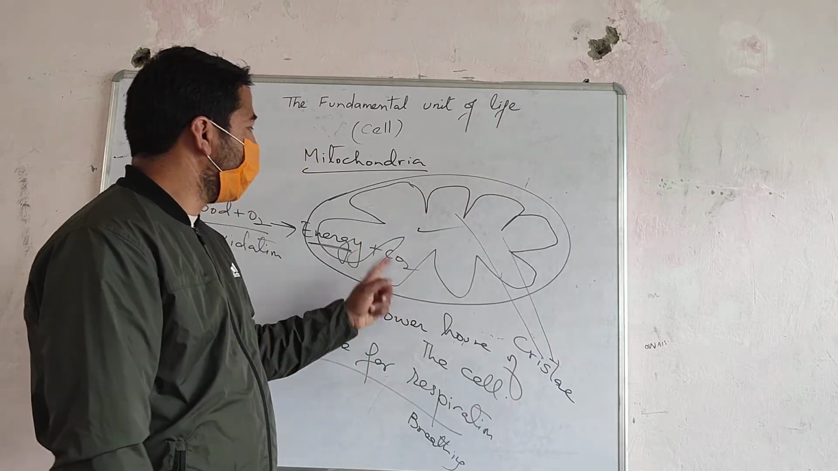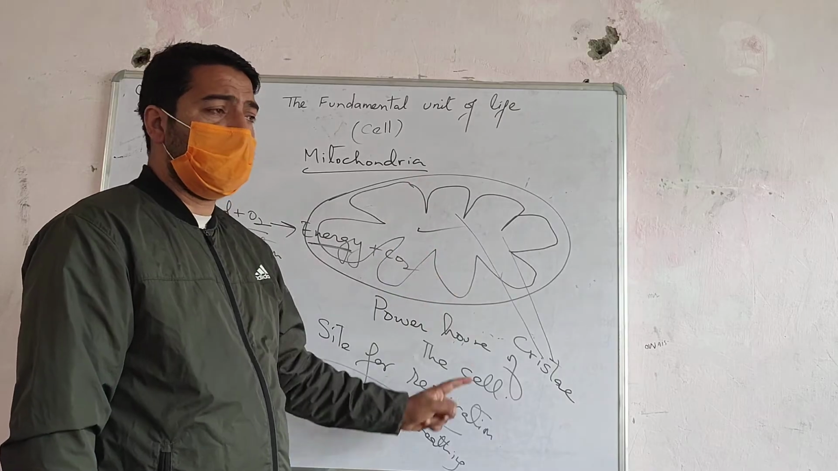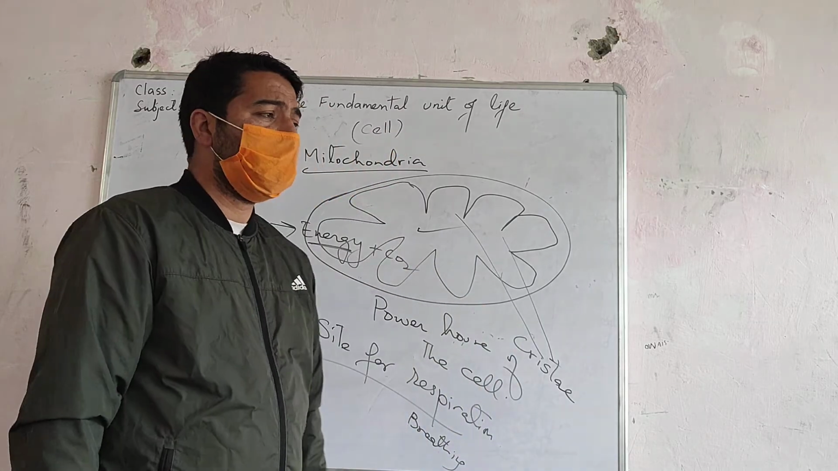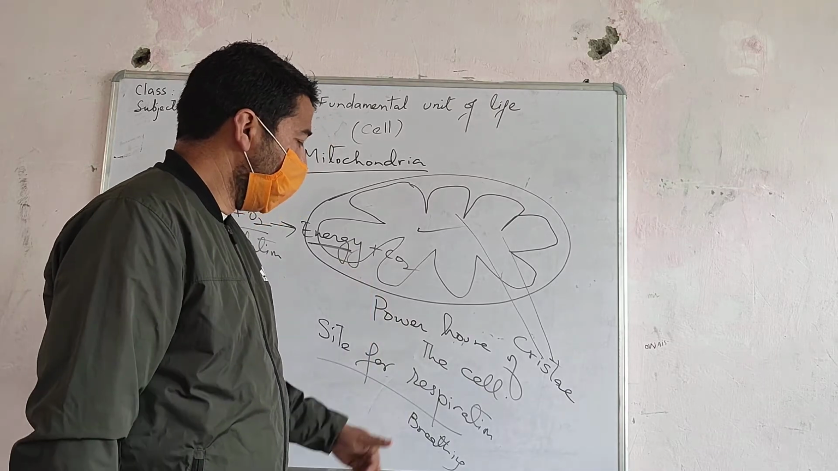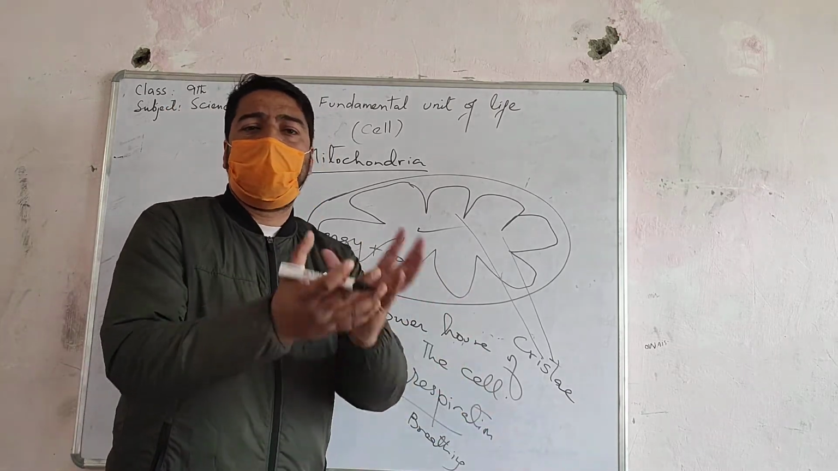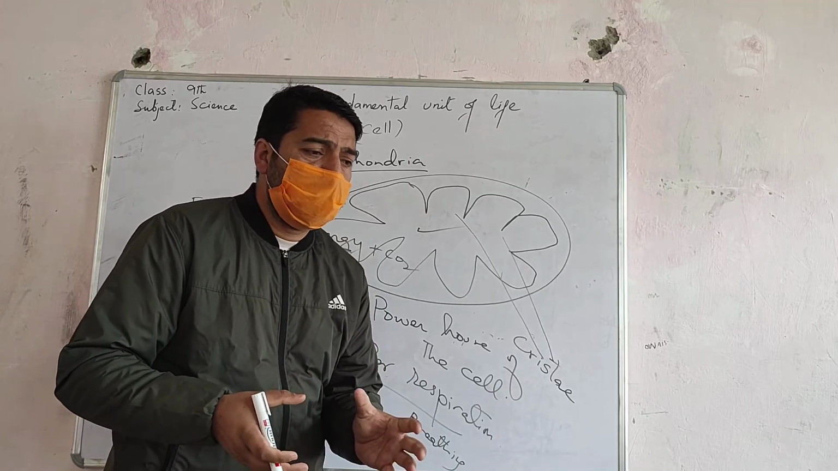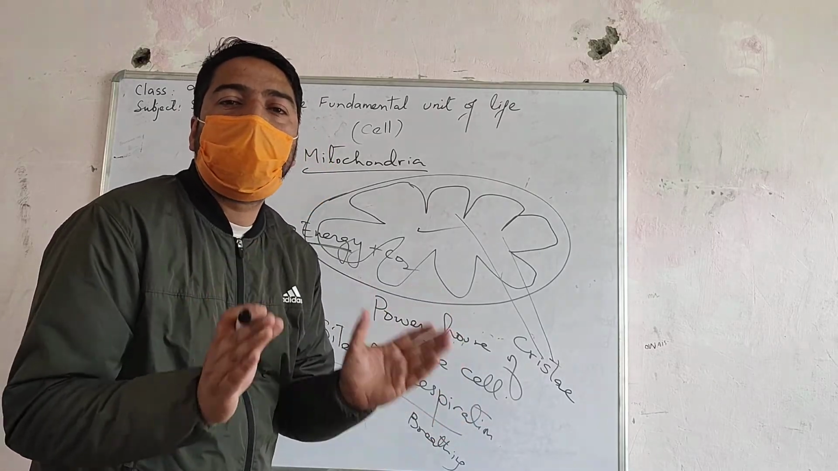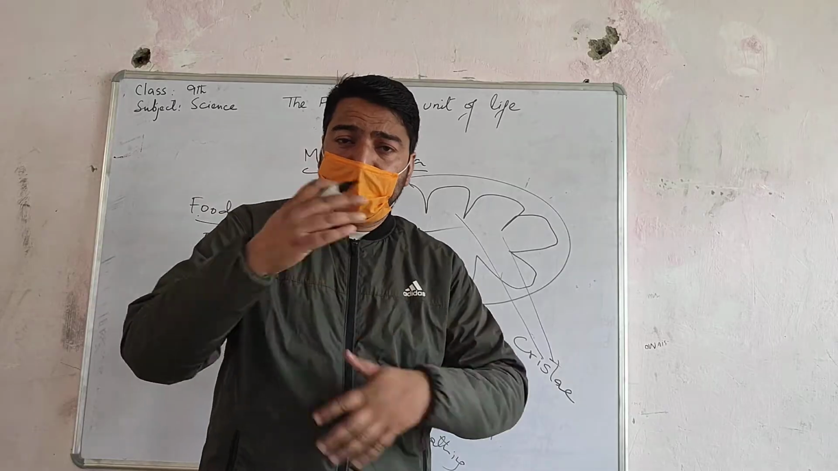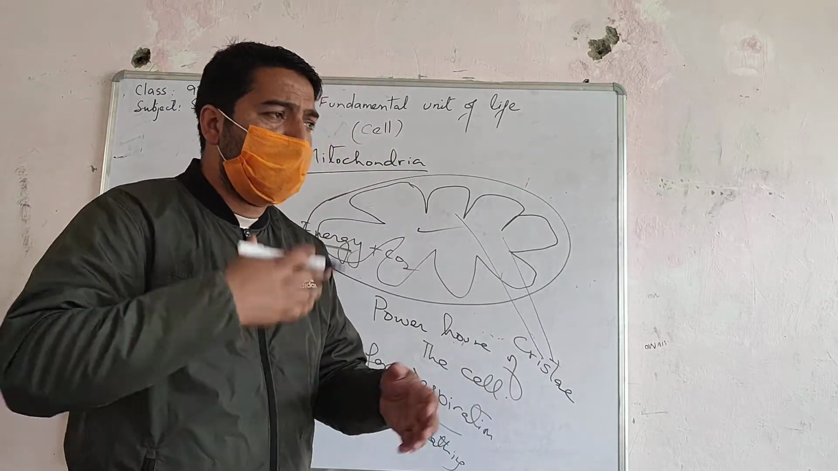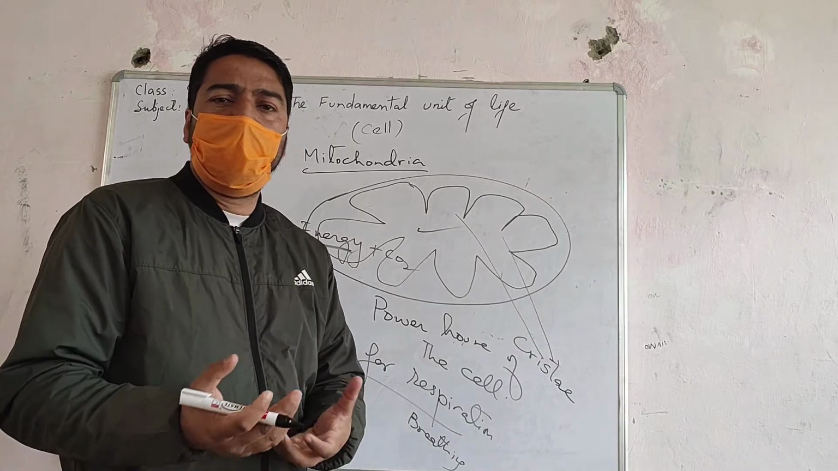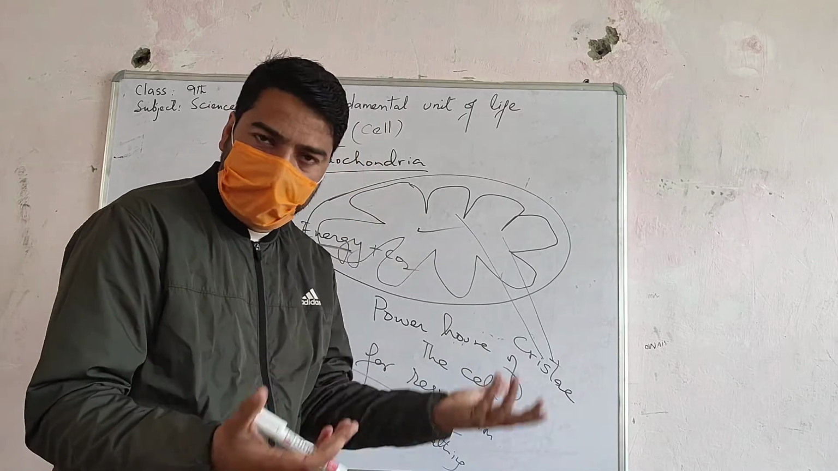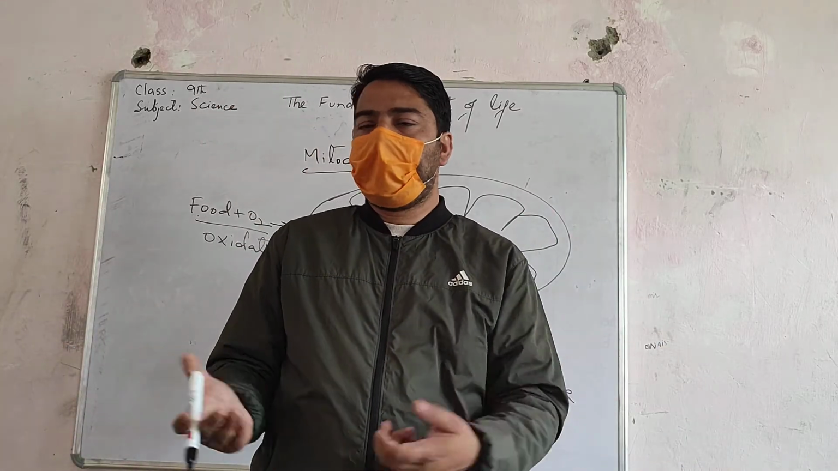So the main function of the cell organelle mitochondria is that it produces energy, and that's why it's called the powerhouse of the cell. Energy is created in the cell, but all of this energy is not utilized instantly. We need to store some energy, because we don't keep on taking food continuously. We take breakfast, then there is a gap of 2 or 3 hours, then we take our lunch, after that we take dinner.